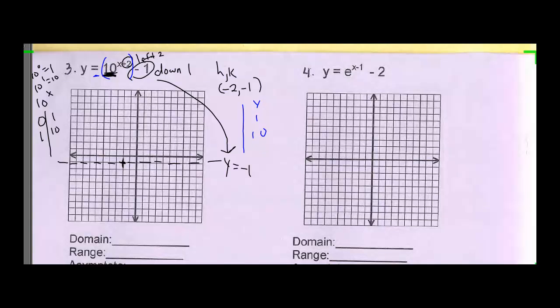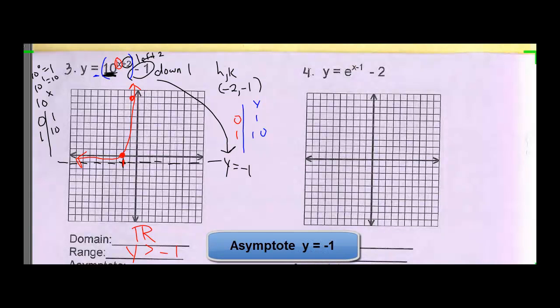Now let's look at the x. Again, there is nothing being multiplied in front of the x, so the x values will also stay the same. Now let's graph these points. From here, when I go out 0, I go up 1, so I'm starting from here. For the next point, I'm going to go to the right 1 and up 10. And this is the graph of the function. The domain is all real numbers. The range, since the graph is above y equals negative 1, is greater than negative 1. And the asymptote is y equals negative 1.